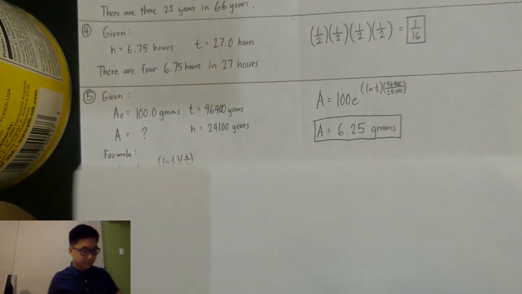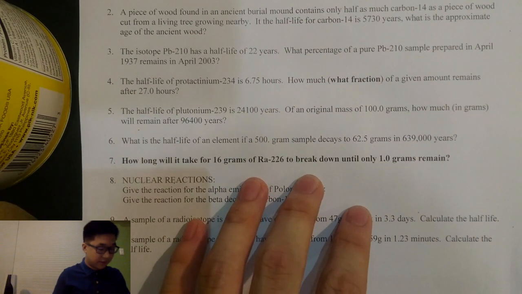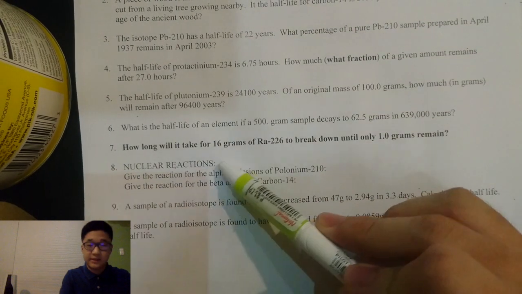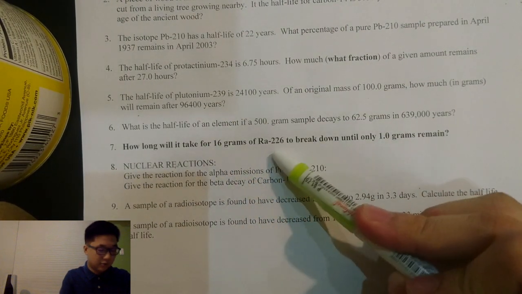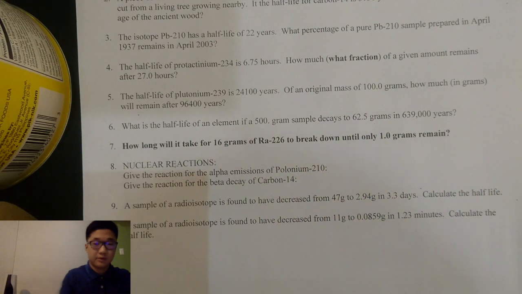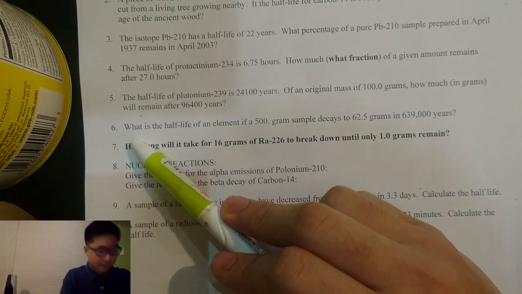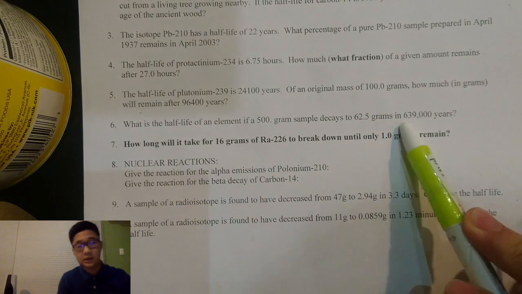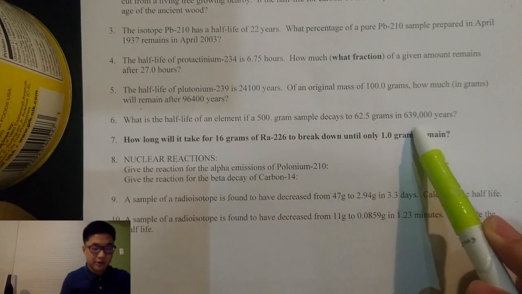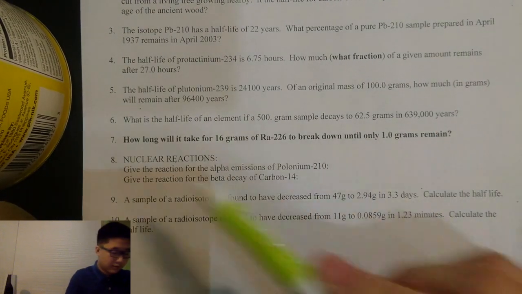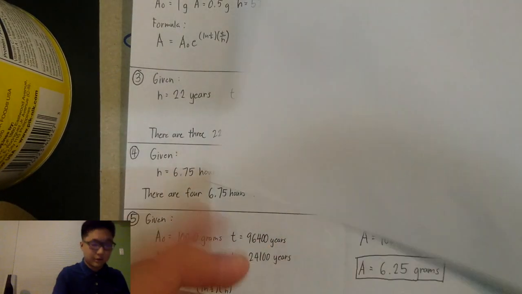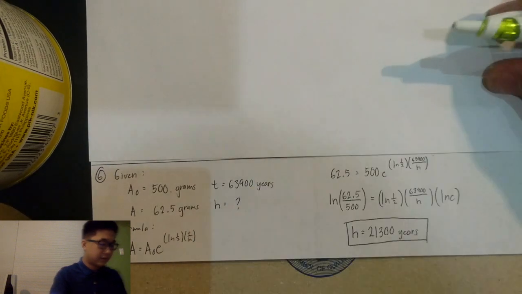Okay. Let's go to number 7. Here. How long would it take for 16 grams of Ra-226 to break down? Oops, my bad. We're just in number 6. What is the half-life of an element if a 500-gram sample decays to 62.5 grams in 63,900 years? Okay, so number 6. Here we go. Number 6. Let me just cover the 5. Here we go.